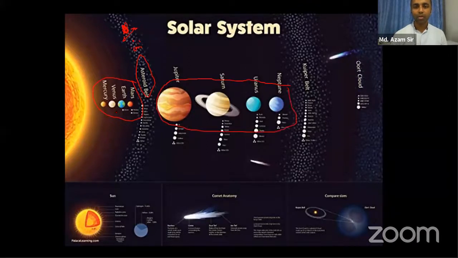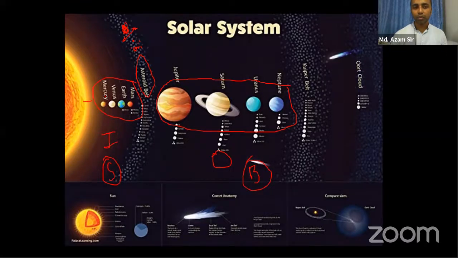So basically these four planets are called inner planets, and these planets are called outer planets. Inner planets are smaller in size, and outer planets are bigger in size. What is the reason? The reason is these planets are close to the Sun.